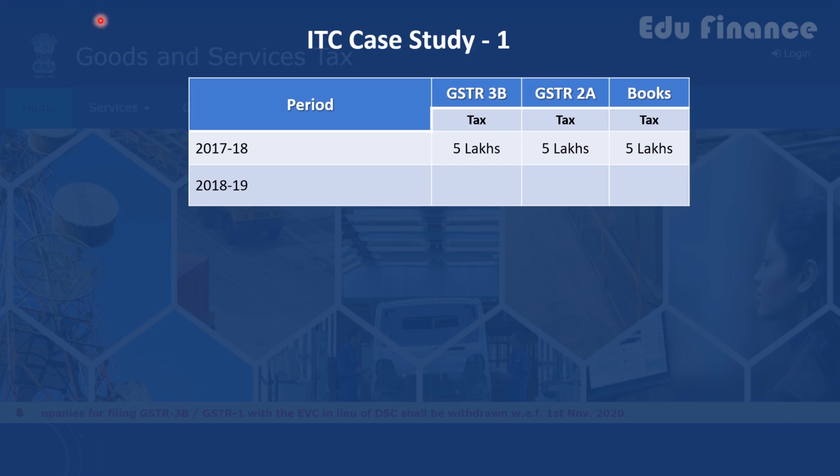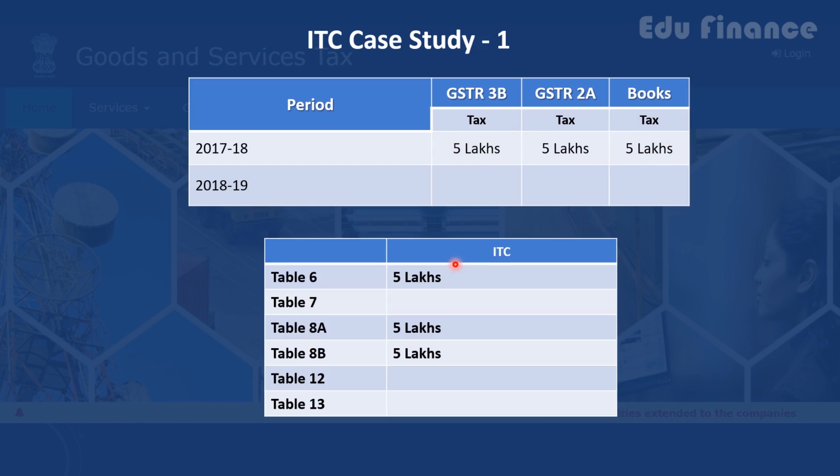Case study number 1, wherein GSTR 3B, GSTR 2A and books of account show ITC of rupees 5 lakh. In such case, rupees 5 lakh of ITC shall be reported in Table 6, Table 8A and Table 8B. ITC difference shall be nil.